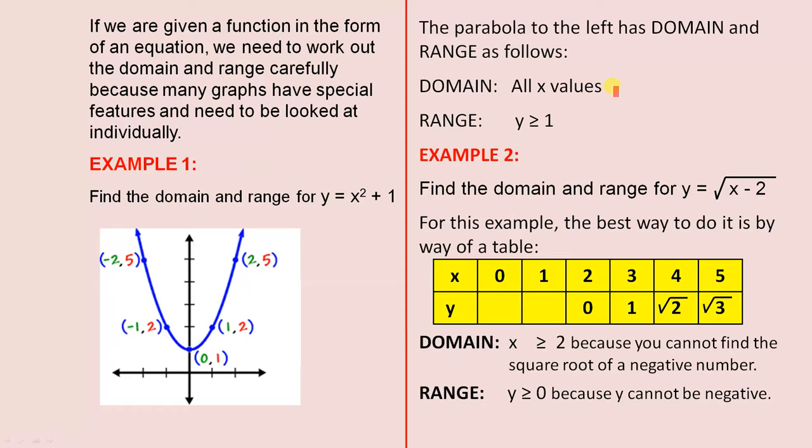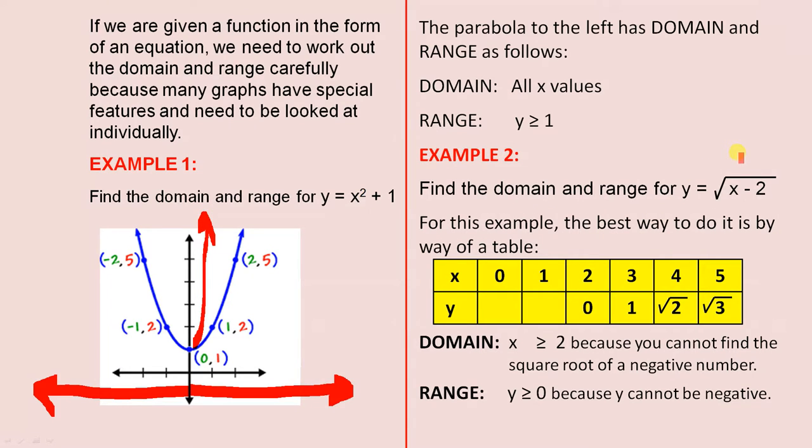The parabola to the left has domain and range as follows. So the domain, all the x values. In other words, the domain goes infinitely in that direction and infinitely in that direction. So it's all the x values. The range, y is greater than or equal to 1. You can see that the minimum value is 1, so the range starts at 1, and it's all numbers greater than or equal to 1.